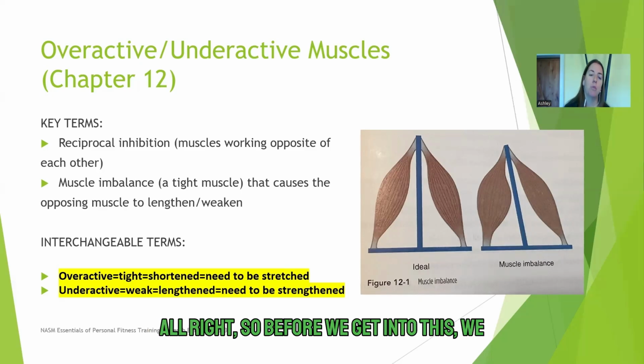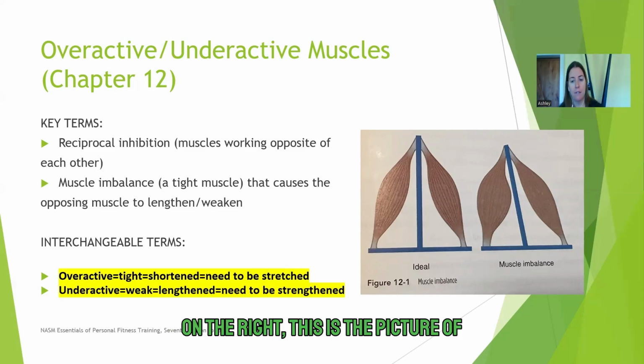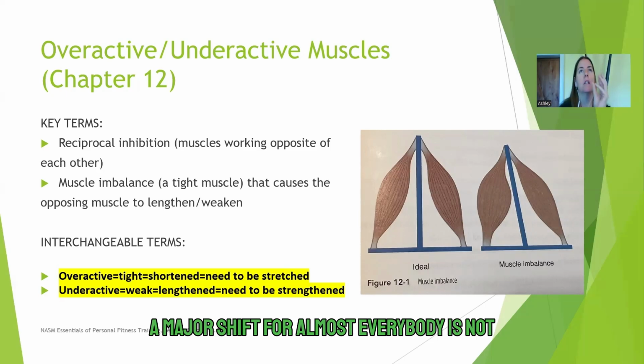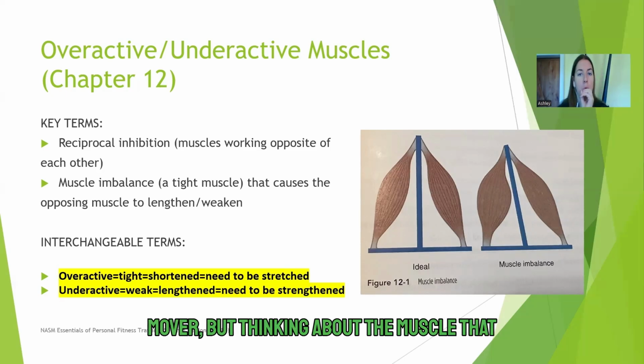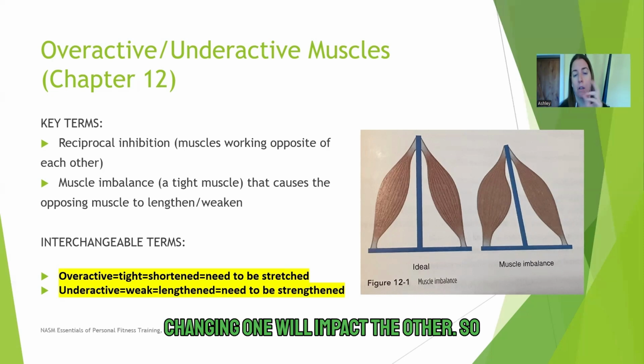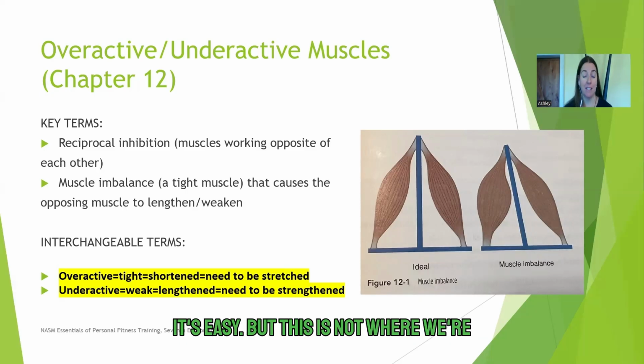All right. So before we get into this, we need to understand what happens in muscles. If you look at the picture on the right, this is the picture of a muscle imbalance. Now, one thing that is a major shift for almost everybody is not thinking anymore just about a prime mover, but thinking about the muscle that it couples with, the muscle that opposes it, how they work together, and how changing one will impact the other. So let's just do bicep curls again because it's easy, but this is not where we're going to really see it, but we can learn it here and apply it elsewhere.